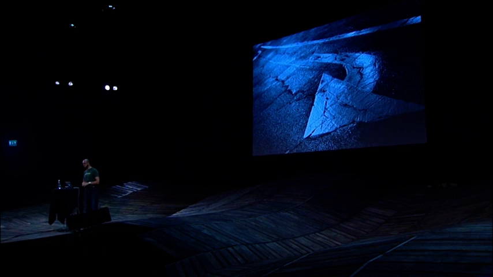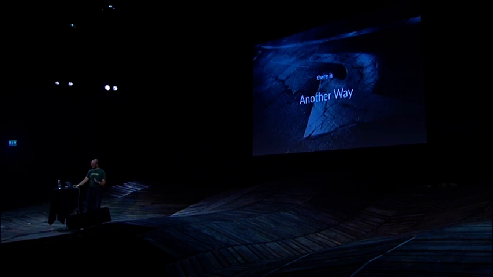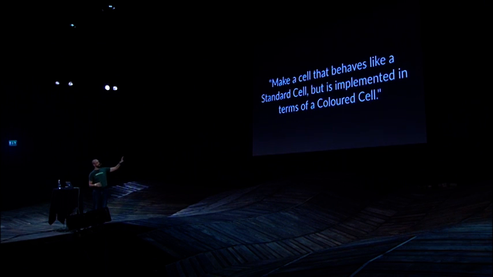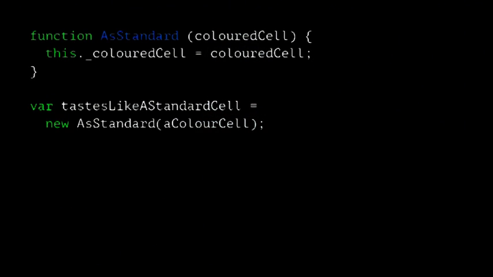And what I'm here to talk about today is another way. Instead of making colored cells behave like standard cells, let's make another thing that behaves like a standard cell, but is implemented in terms of a colored cell. If you're really into old-fashioned books about object-oriented design, this is often called the was-a relationship. So we have a new kind of object, an as standard, which wraps around a colored cell. And anytime you want something that tastes like a standard cell, you pass it a colored cell and get back an as standard.